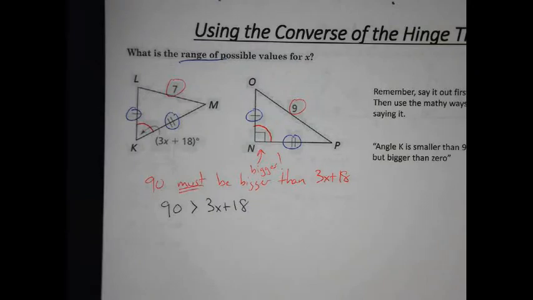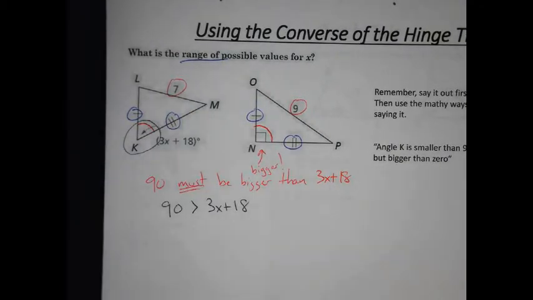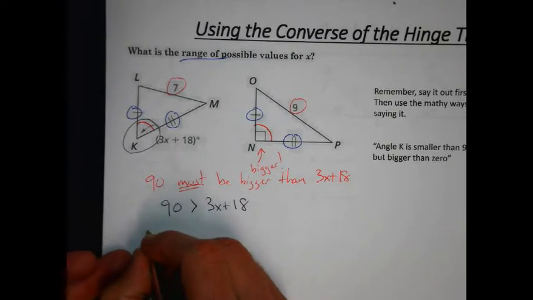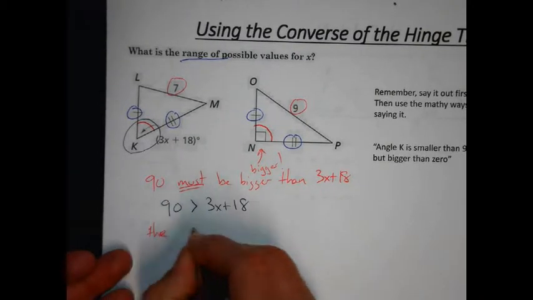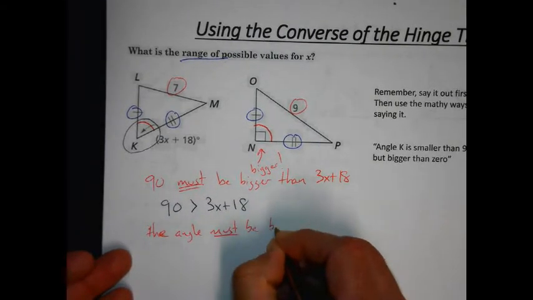But wait, there's more. Remember, the angles must be bigger than 0. That means this angle has to be bigger than 0. So we have to think, all right, well, this angle must be bigger than 0.